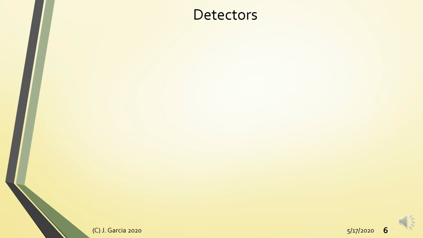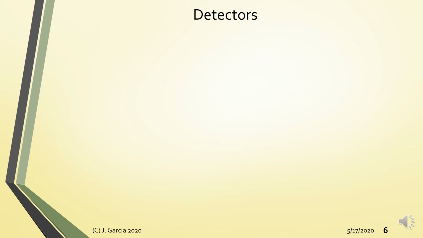Now, photon detectors, as the name implies, detect radiation as photons. And this is only possible if the transmitted photons are energetic enough. So this type of detector is commonly used for UV-Vis instrumentation.